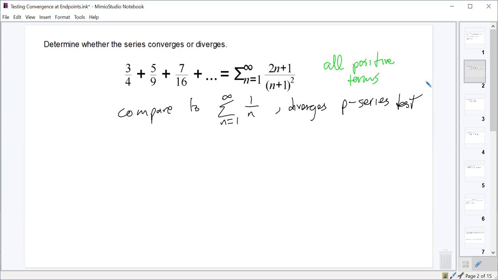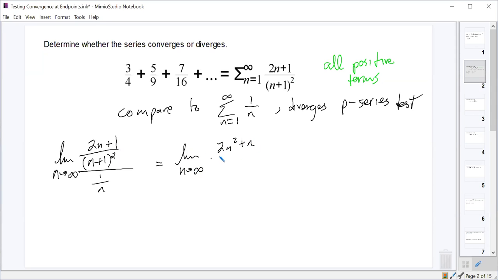And so what we'll do is write out our limit as n approaches infinity of the ratio of the nth term of our series, 2n plus 1 over n plus 1 squared, all divided by the nth term of the series we're comparing it to, 1 over n, and just evaluate this limit, which should be fairly easy to do. This gives us the limit as n approaches infinity of 2n squared plus n, if we flip that 1 over n and multiply, over n squared plus 2n plus 1.